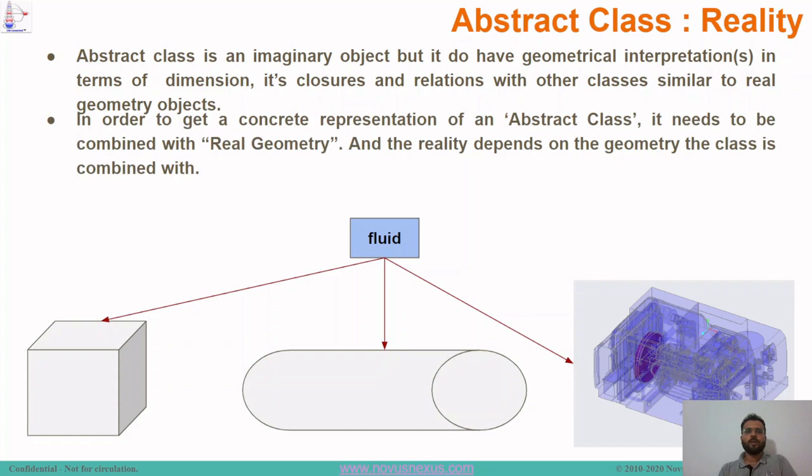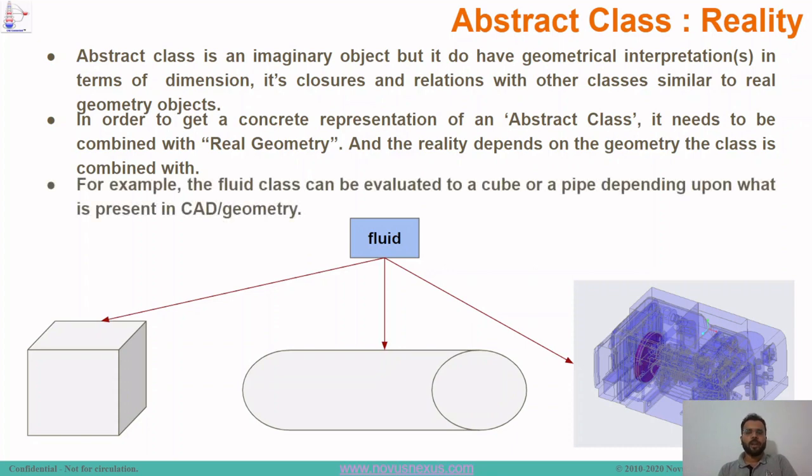In order to get a concrete representation of an abstract class, it needs to be combined with real geometry, and the reality depends on the geometry the class is combined with. For example, the fluid class can be evaluated to a cube or a pipe, depending upon what it represents in CAD geometry.